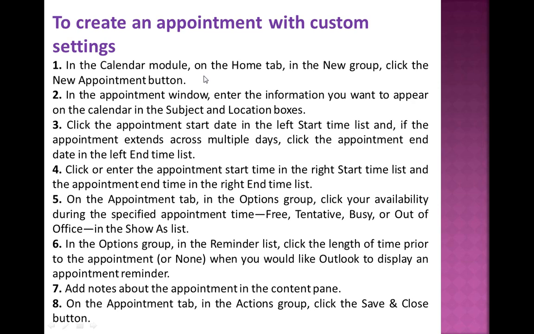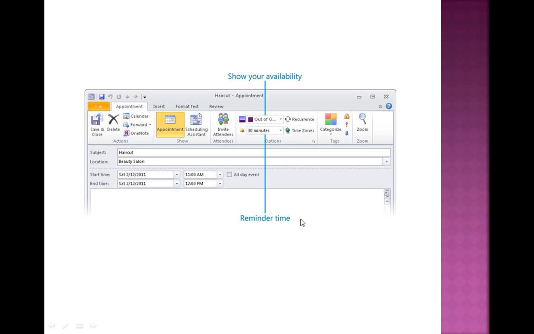In the calendar module, on the home tab, in the new group, click the new appointment button. In the appointment window, enter the information you want to appear on the calendar in the subject and location boxes. Then click on the appointment start date on the left side, and also give the start time and end time. On the appointment tab, in the options group, check your availability: free, tentative, busy. Over here, this is the timing, this is the availability.